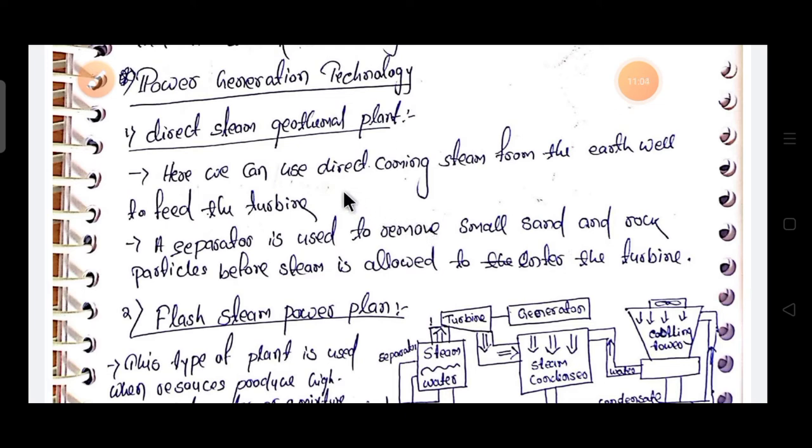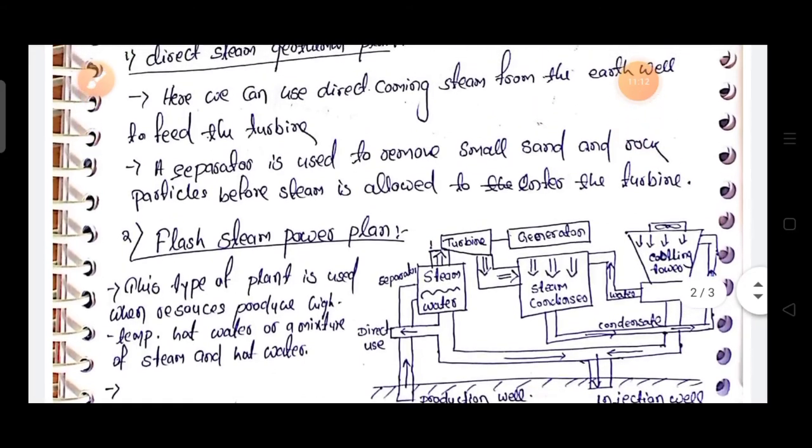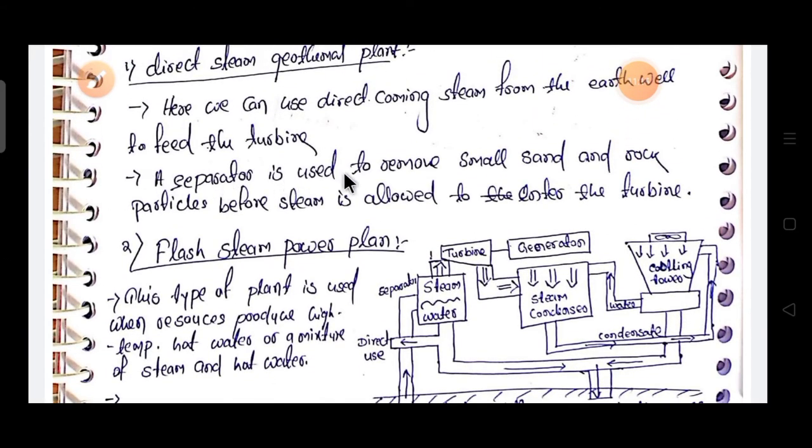Next, here we use a separator to remove small sand and rocks from our direct steam, because this steam is coming from our earth, so with this steam we can get some big rocks and small rocks, which destroy our plants. So we use a separator to separate these small and big particles or rocks from the steam. Okay.